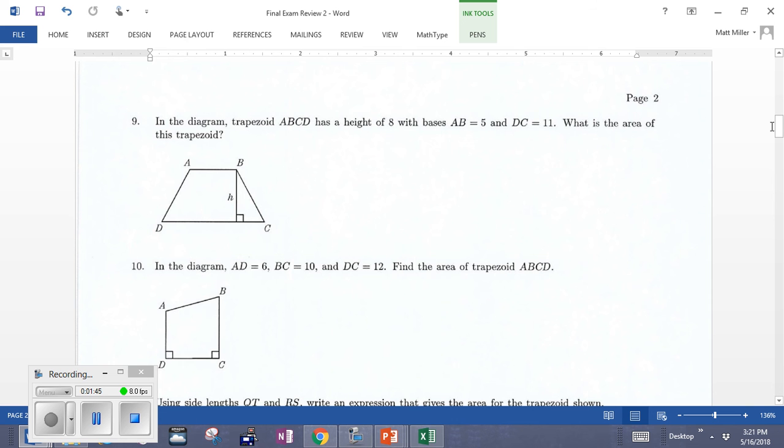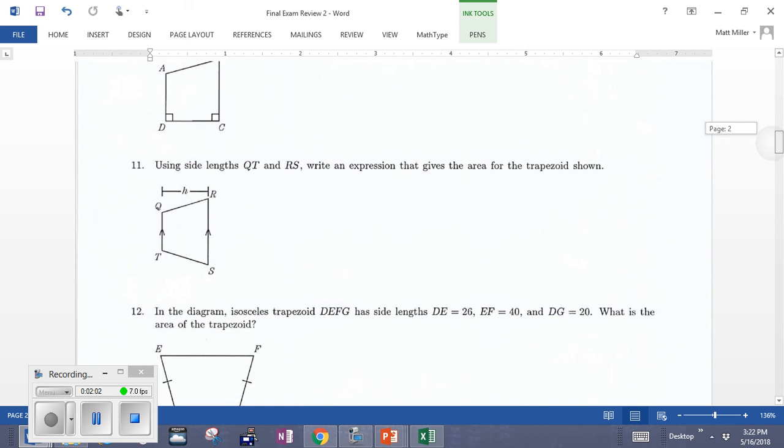Let's see. The height is 8. This is 8. And AB is 5. And DC is 11, so this entire length is 11. Oh, we got everything we need, just plug it in, okay? Pretty much probably going to find that for the rest of those.